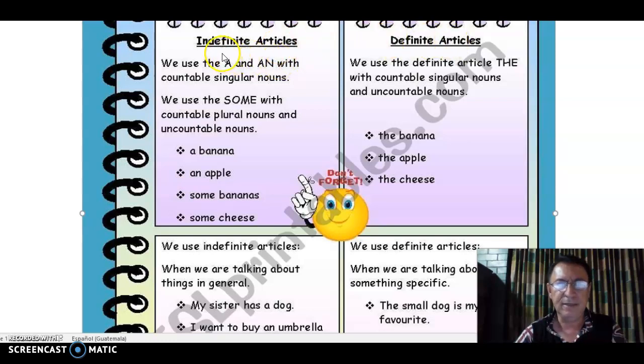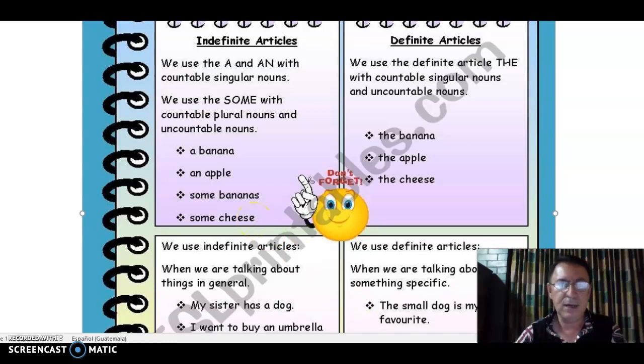Okay, indefinite articles are a, and we are going to use them with countable singular nouns. Example, a banana, an apple. Okay, we use some with countable plural nouns and uncountable nouns. Example, some bananas, some cheese. Okay, here we have a countable and here we have uncountable.